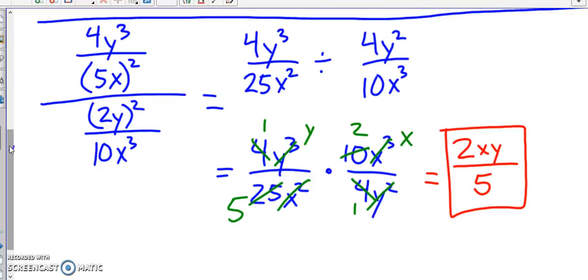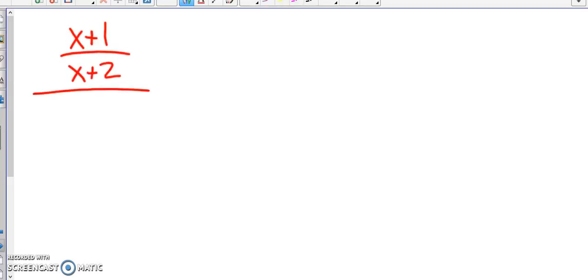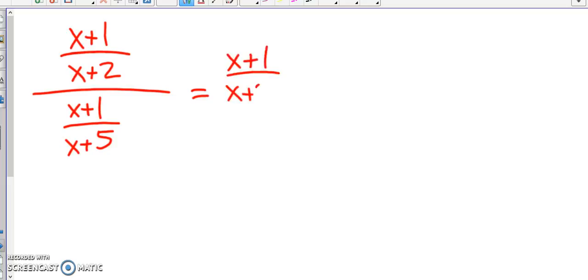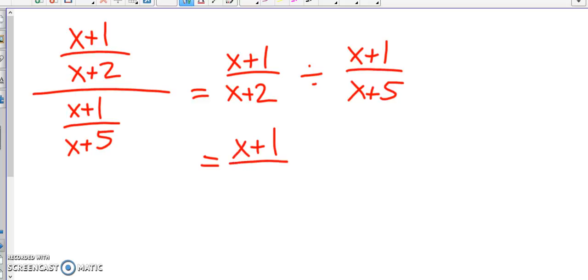All right, let's continue. So if I have x plus 1 over x plus 2 over x plus 1 over x plus 5, that's the same thing as x plus 1 over x plus 2 divided by x plus 1 over x plus 5, which is the same thing as x plus 1 over x plus 2 times x plus 5 over x plus 1. Notice that all these are factored.